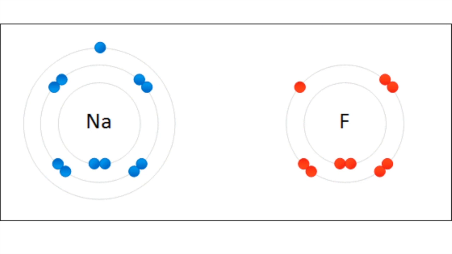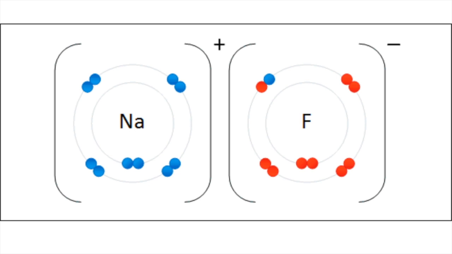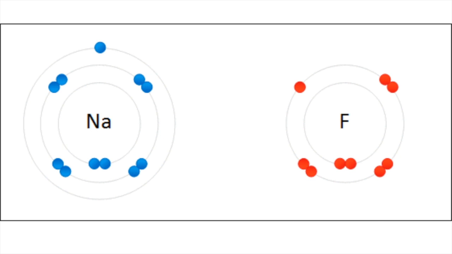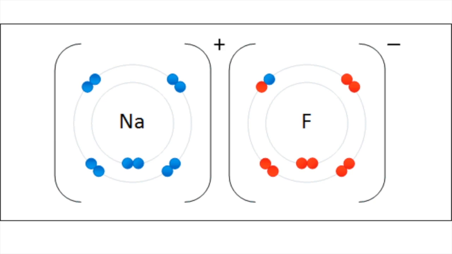In ionic bonds, the metal loses electrons to become a positively charged cation, whereas the nonmetal accepts those electrons to become a negatively charged anion. In this example, sodium, the metal, gives up one of its electrons to fluorine, the nonmetal. As a result, sodium becomes positively charged and fluorine negatively charged.